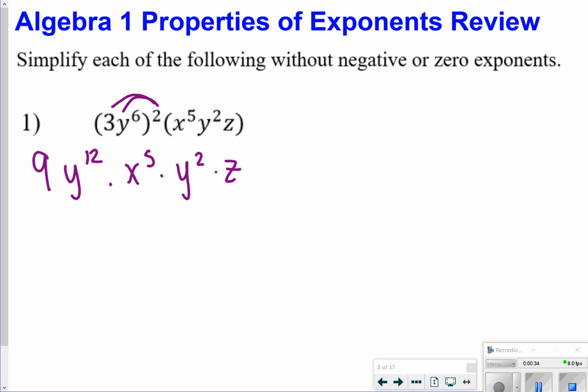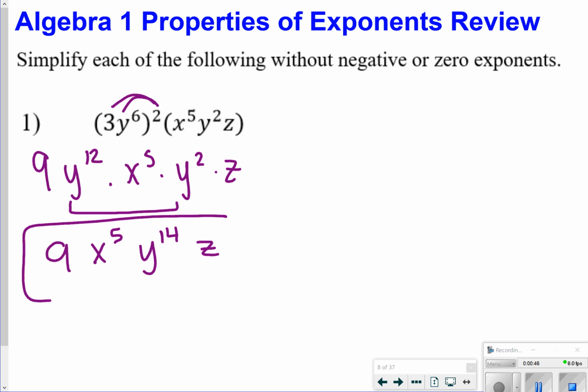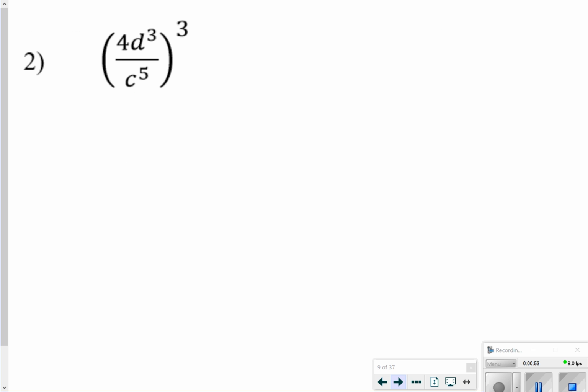Then you can add your same bases. The only ones we can add together are the y's. So you should have 9 x to the 5th, y to the 14th, and then times z. If you had x, y, z out of order, that's fine, but normally you want to try to keep it in alphabetical order. For number 2, again, you're going to be distributing the 3 to everything inside the parentheses.